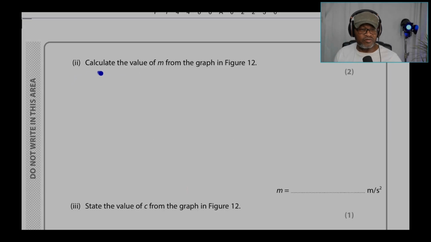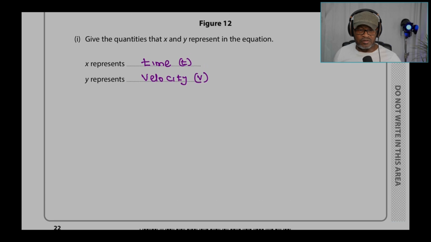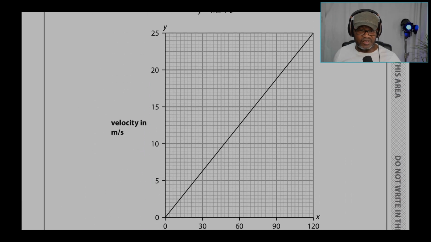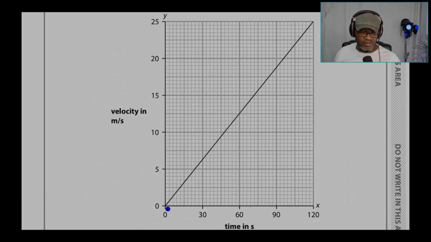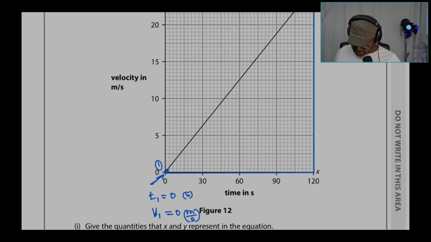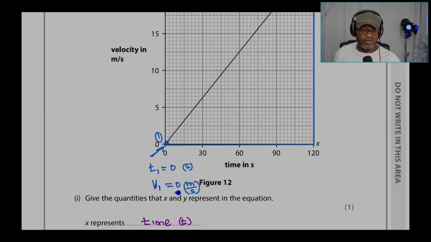Part 2, calculate the value of m from the graph in figure 12. Well, in order to find the value of m is the gradient. So first thing we need to do is select 2 points. Point 1, point number 2. So we selected 2 points on the straight line in order to find the gradient. Then you turn that point into a right angle triangle. So that is the right angle triangle there. And then you want to find the coordinates of the point. The coordinate here is t1 equal to 0 and v1 equal to 0. That's the coordinate 0, 0.